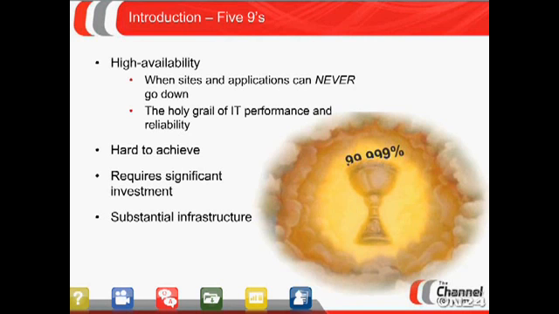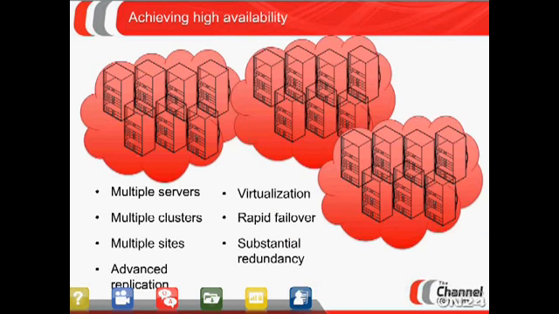So let's pop to that next slide, and we'll think a little bit about what exactly it does take. To really achieve the highest availability, you need to have multiple servers. They can be virtualized or they can be physical servers. You need to have multiple clusters of those servers, and you need to have multiple sites with multiple clusters on them. And then you need to have advanced replication, keeping all of these things talking to each other. So there's lots of points of failure that can happen there. There's lots of things that can go wrong.